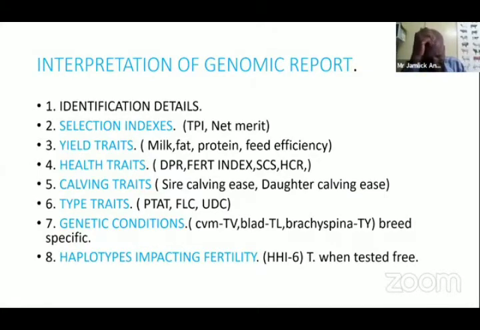Then we have the genetic conditions, CVM, brachyspina, and these traits are normally breed specific. Some of these defects you won't find in, for example, Ayrshires. CVM and brachyspina are specific to Friesians, so you won't find them in Ayrshires. Then haplotypes impacting fertility. These are normally for Holstein Friesian. They are abbreviated as HH1 up to 6. When the animal is tested and found to be free, they will abbreviate it like HH1T. That means it is tested free.